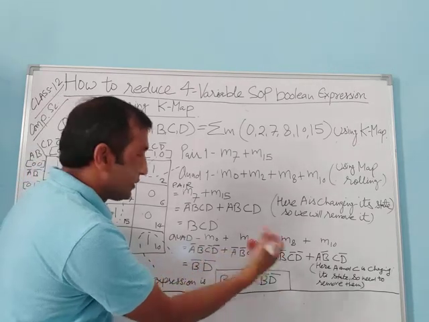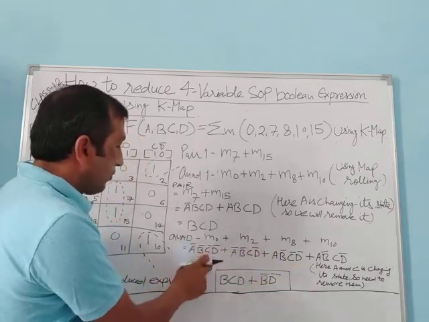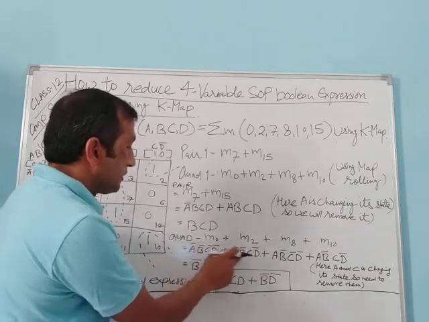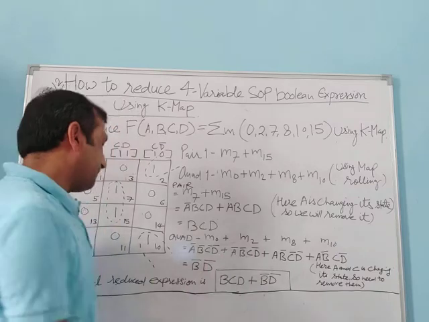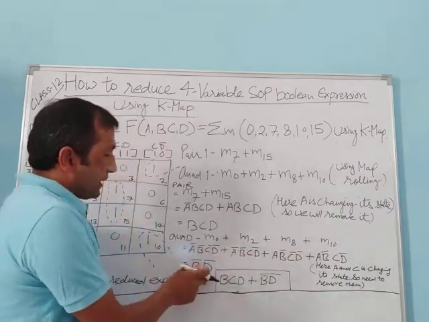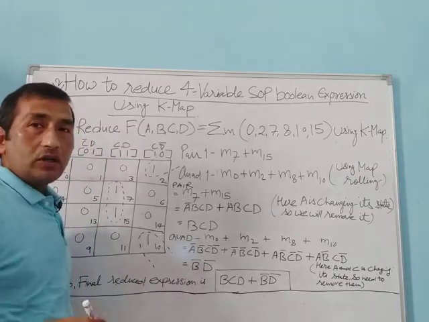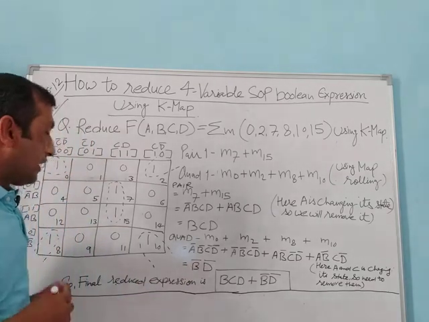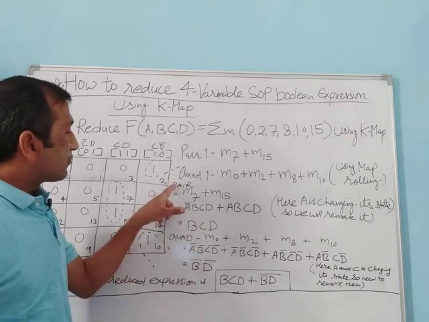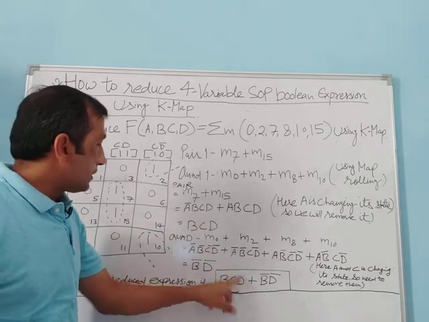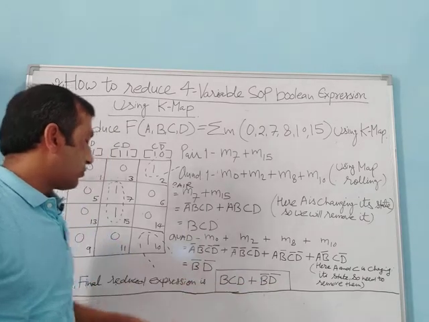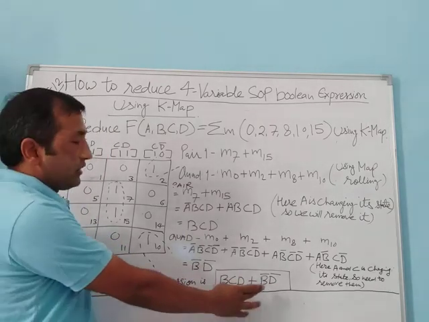Have a look at this. A', A changing the state, need to remove. B' not changing. C', C changing, remove it. Then D' is again not changing the state. So what is left here for the quad? B'D'. So finally our reduced expression would be BCD, which comes from the pair, plus B'D', which comes from the quad. So this is our final reduced expression.